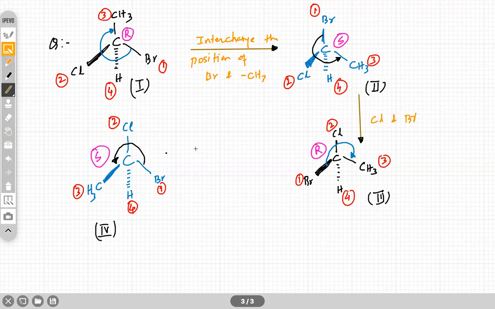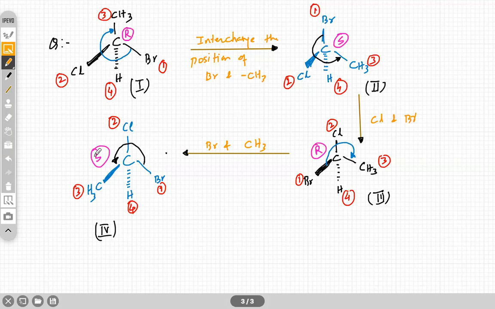and in the last one, we have to interchange the position of Br and CH3, correct? Br and CH3. Okay. So in all these changes, if you change this, the configuration becomes R to S. Further you change S to R, and again you change R to S.